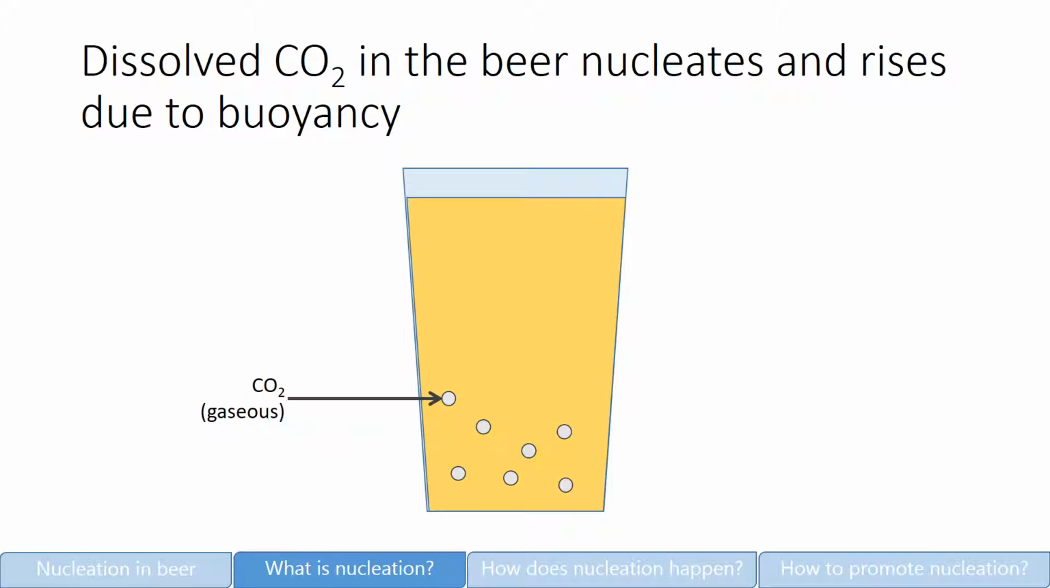In beer, this phase change involves the nucleation of gaseous carbon dioxide, or CO2, from the carbon dioxide that is dissolved in the beer. If there is a large enough pocket of gaseous CO2, the molecules will stabilize and form a small bubble. Once these bubbles are formed, they float to the top of the beer due to buoyancy.